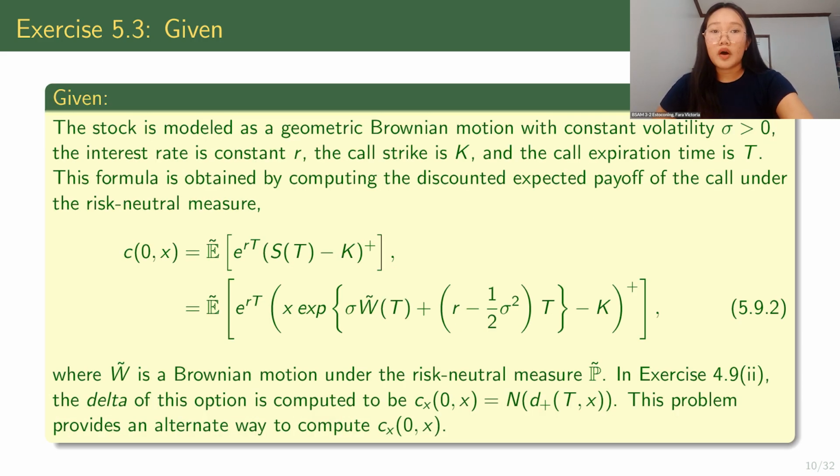Using the stock price model S(t), which is modeled as a geometric Brownian motion W̃ under the risk-neutral measure P̃, given the constant volatility σ greater than 0, the constant interest rate r, the call strike K, and the call expiration time T, the formula for the call option at time 0 can be derived into the following expression. The following proof will provide an alternative way to compute the call option at time 0.